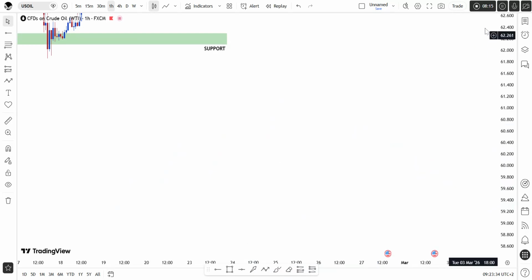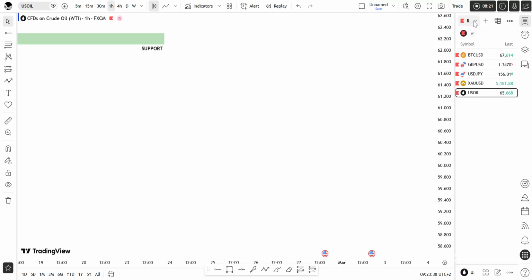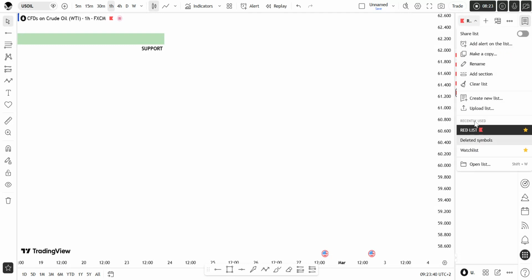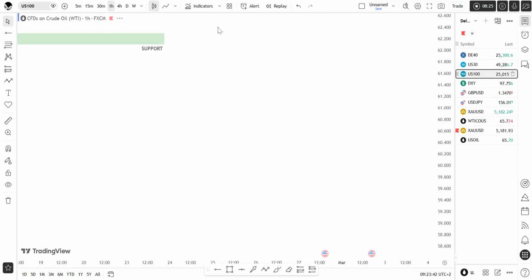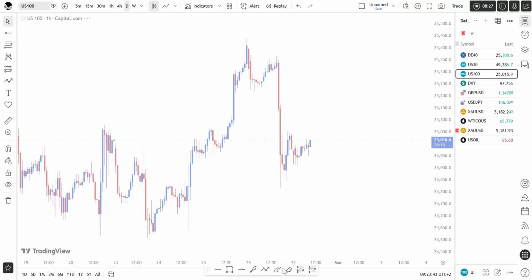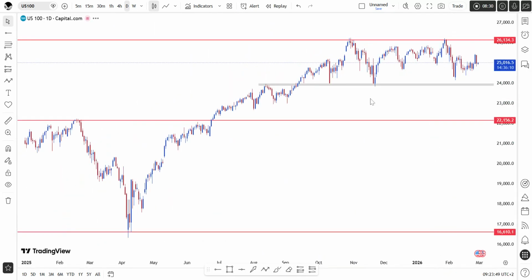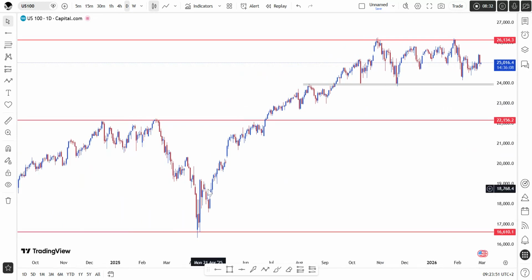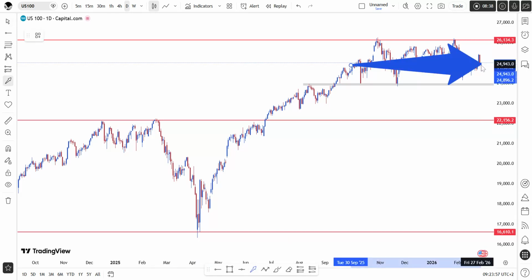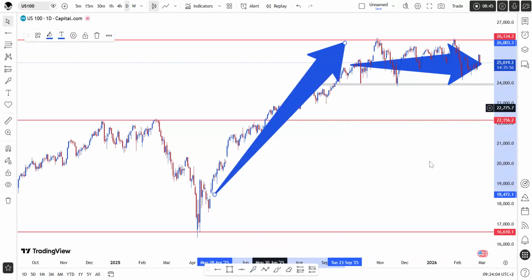Let me actually go to Nasdaq and quickly show you why I am not. I think it's on my deleted list. There we go. Let me show you on the daily time frame. As you can see, it's been bullish for quite some time since this point over here. Bullish, but since we got here, it's just consolidating. It's going sideways. It's not going up or down. So that's why I stopped trading it for now.